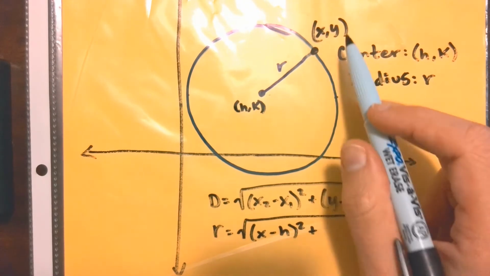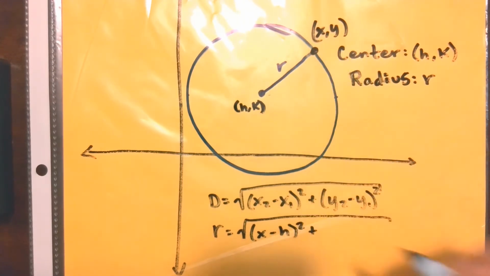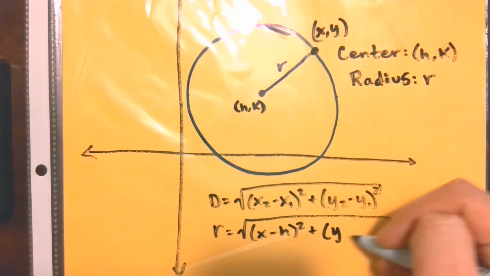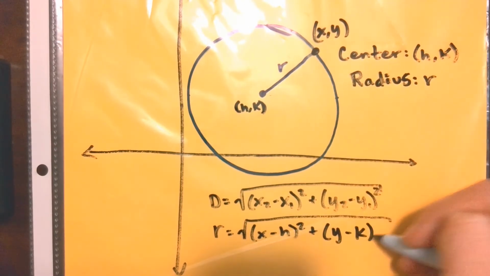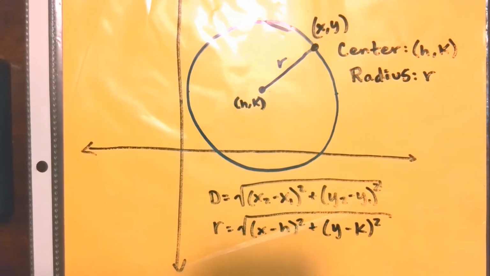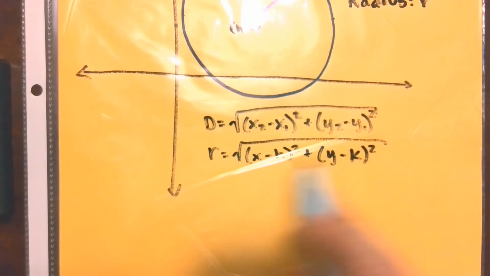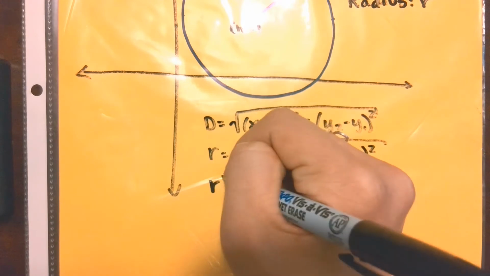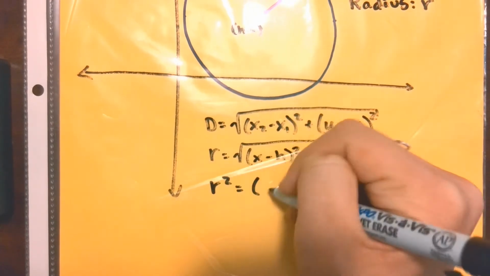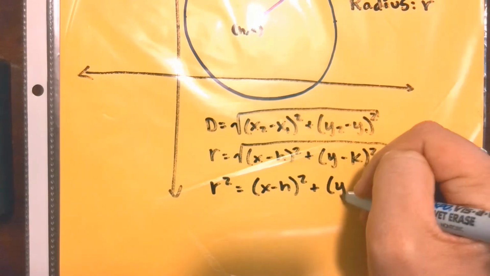Same thing with the y's. If I'm subtracting my y1 minus y2, I can do y minus k. Or y2 minus y1, it really doesn't matter. So I've got my x minus h, y minus k, and this is pretty much the equation for a circle. The only difference is that we typically square both sides, so that we're looking at radius squared equals this x minus h squared plus y minus k squared.